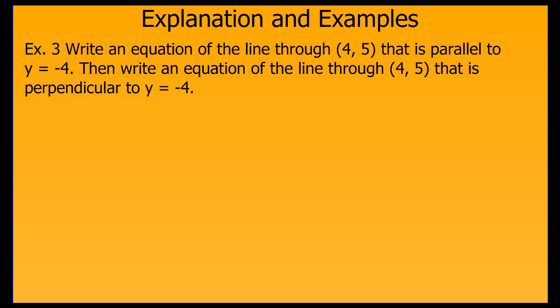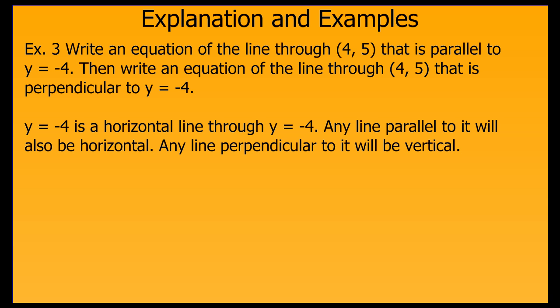In this example, they ask us to find both the parallel line and the perpendicular line through (4, 5) that is parallel and perpendicular to y = -4. In this case, we need to realize that y = -4 is a horizontal line through y = -4. Any line parallel to it will also be a horizontal line, and any line perpendicular to it will have to be a vertical line. We can use those facts to help us figure out the equations.